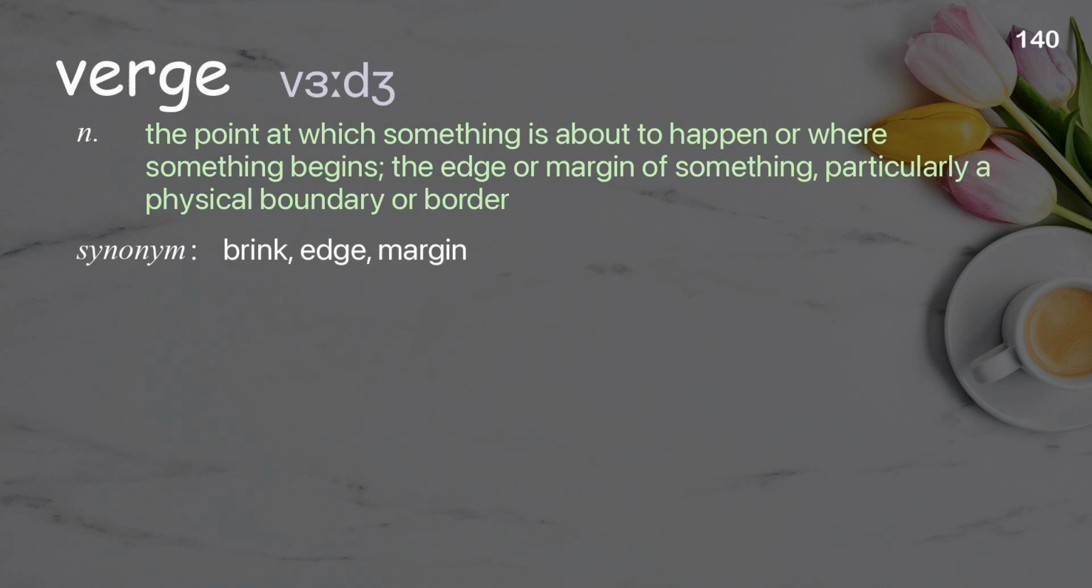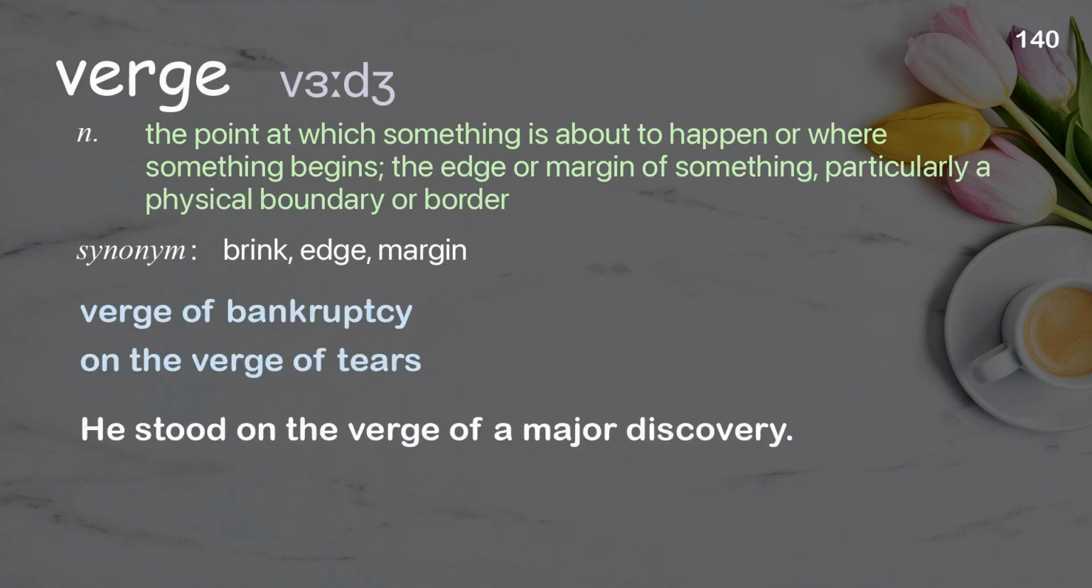Verge. The point at which something is about to happen or where something begins, the edge or margin of something, particularly a physical boundary or border. Examples: Verge of bankruptcy. On the verge of tears. He stood on the verge of a major discovery.